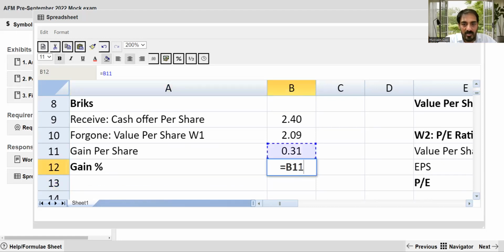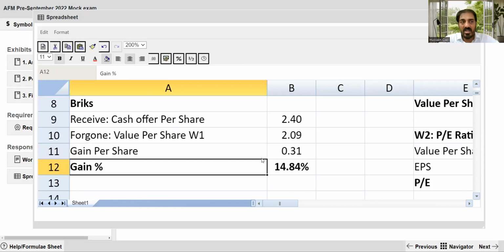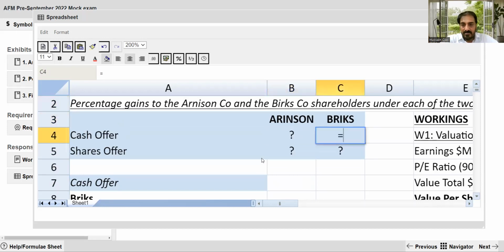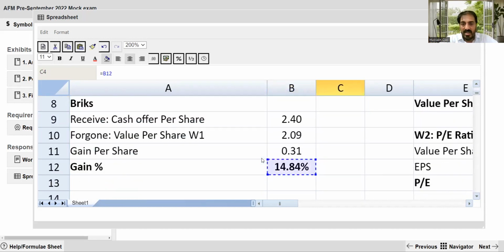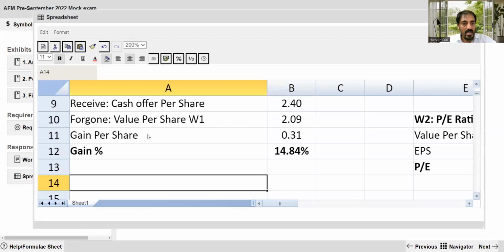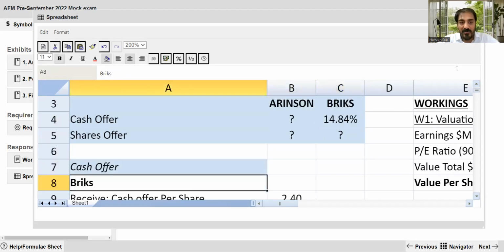It is equal to 0.31 divided by this. That's 14.84. That's all, 14.84. This is what the Bricks will be able to get in this case. Very simple. That's all from the target company perspective. Now, if the target company accepts the cash offer, the shareholders will be able to get 14.84%.